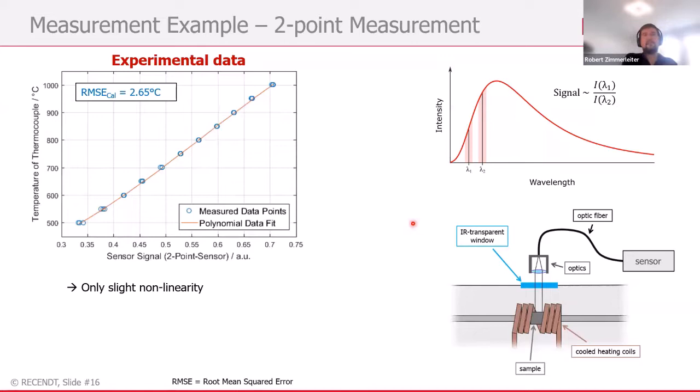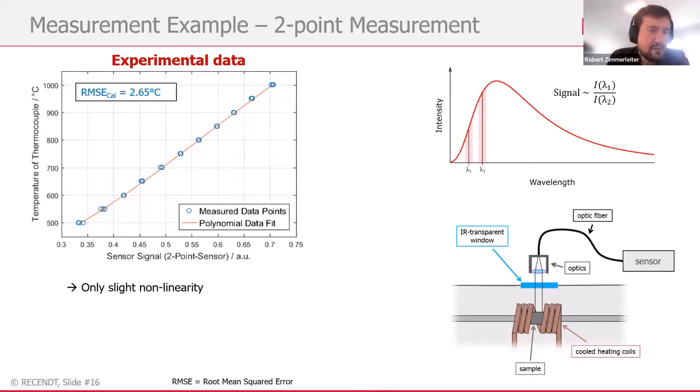So the second measurement example is the 2-point measurement, where we actually took, as I explained earlier, the intensity at two different wavelengths and calculate the ratio. And here on the top left, we have the experimental data, where again temperature of the thermocouple is plotted against the sensor signal, this time for the 2-point sensor. So here's the ratio between the two intensities, and we can see it's almost a linear correlation. We only have some slight non-linearities, which we take care of by using a polynomial data fit, which will serve as a calibration curve for our sensor.